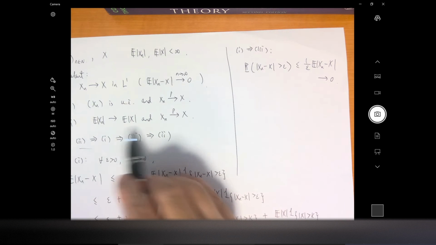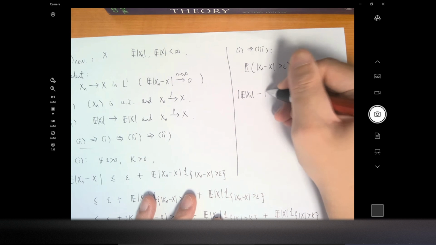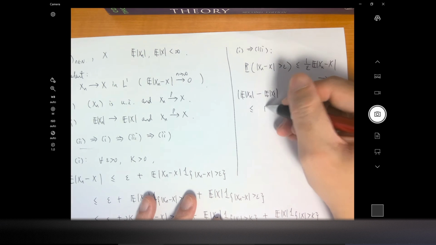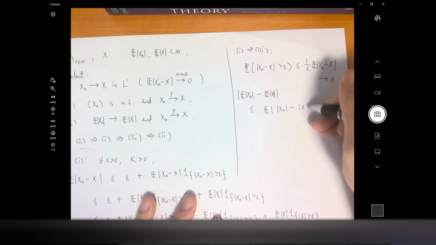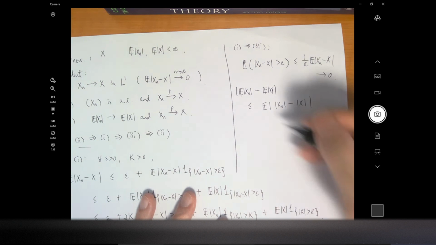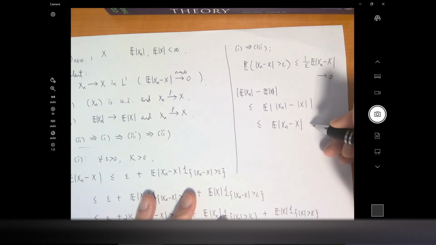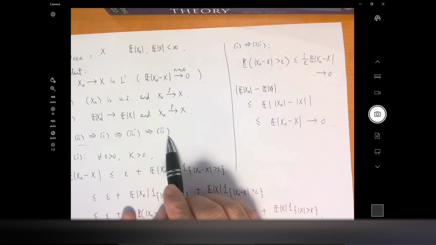And then how about this one? This one is just applying this inequality over here. So this is smaller than the expectation of |Xn minus X|, which goes to 0. Okay, so 1 implies 3 is obvious.